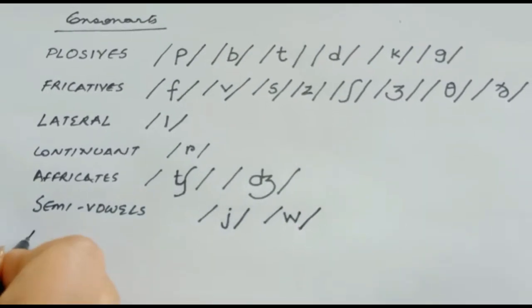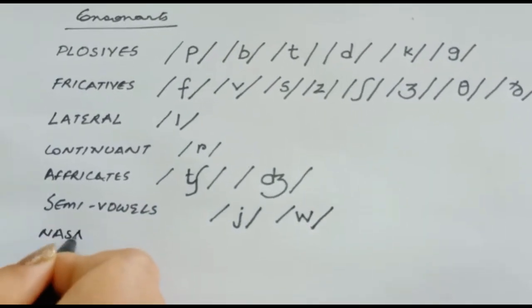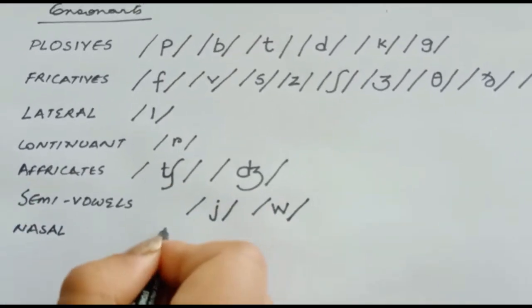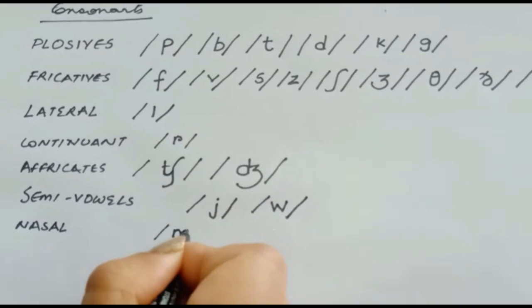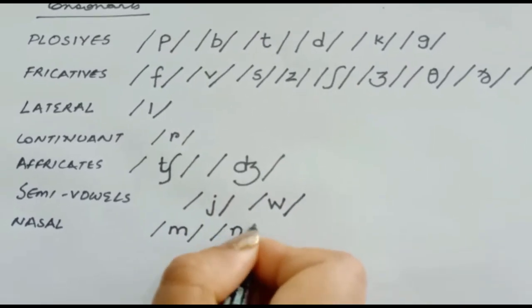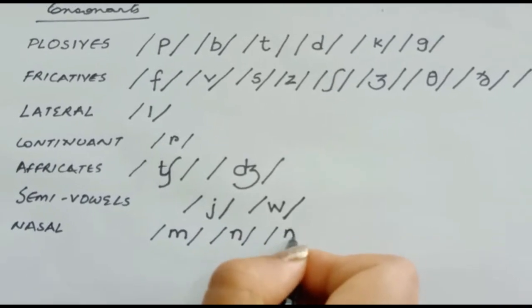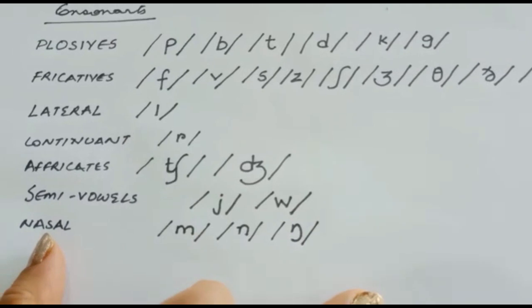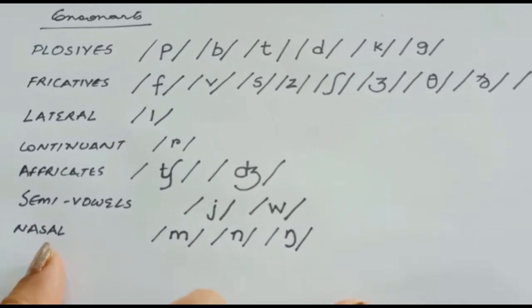We have some nasals, where the passage of air doesn't go out from the mouth but from the nose. Three nasals: m, like M, n, like N, and ng. This is the way we write them. So these are your consonants. I'll talk about the vowels later.